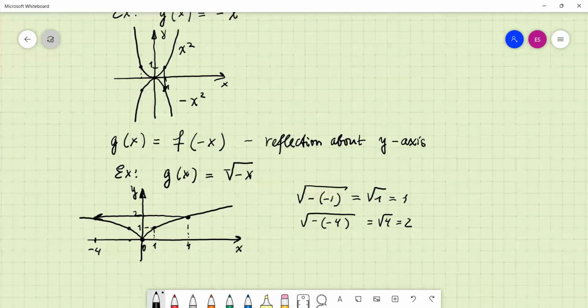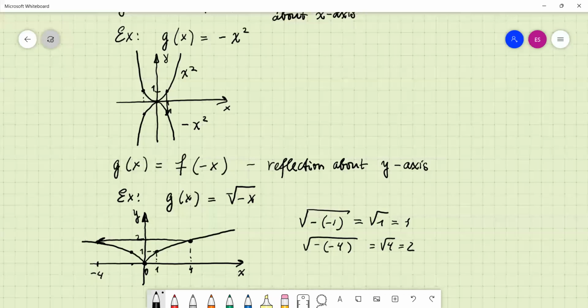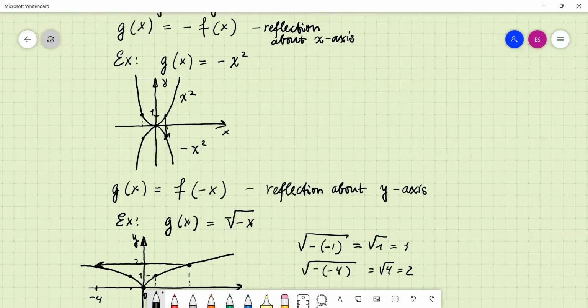By the way, question, why don't I consider parabola for reflection? Well, imagine that you reflect parabola about y-axis. You reflect this point about y-axis, you get this point, which is already on the graph. So when you reflect parabola about y-axis, there is no change. And you understand that if you put minus in front of x and square it, it's going to give you the same parabola. That's why I was not using parabola.